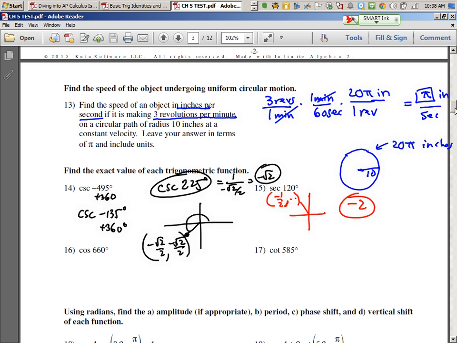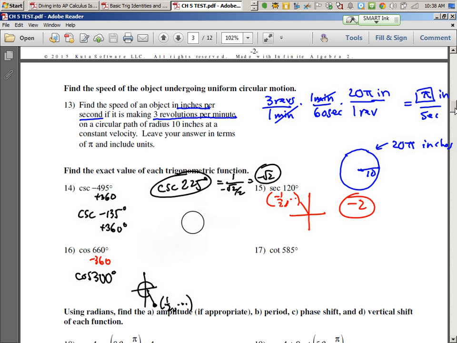Okay, next is cosine 660. I really don't like that angle. I'm just going to take away 360. So let me ask the question again. What is cosine 300? Oh, okay, that sounds more familiar, see? Cosine 300 is a half. Just straight off the unit circle.